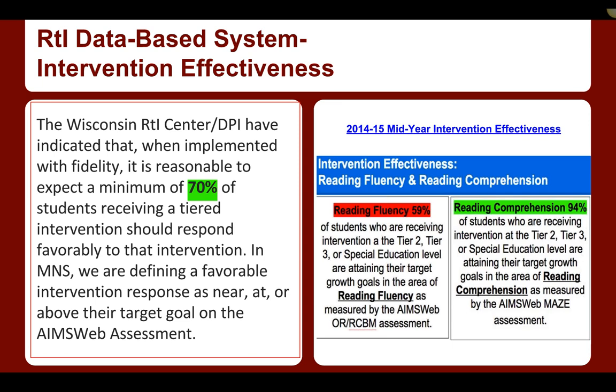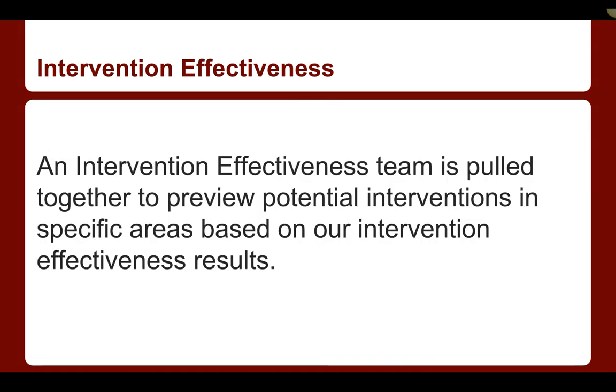A minimum of 70% of students, and we set our goals. AimsWeb allows you to set your goals at different levels, and so we set our goals at the ambitious level as well. So we set our goals high, and then we have a minimum of 70%. I threw that out there before we had any results, hoping that we would have results above 70% when I'm reporting this to our school board. And fortunately, we did in most areas.